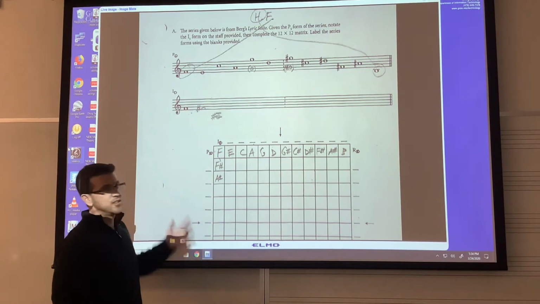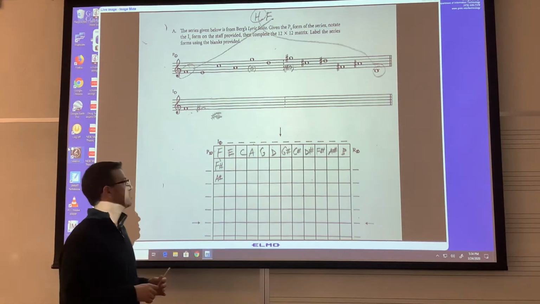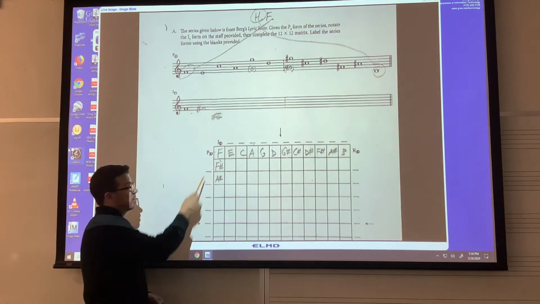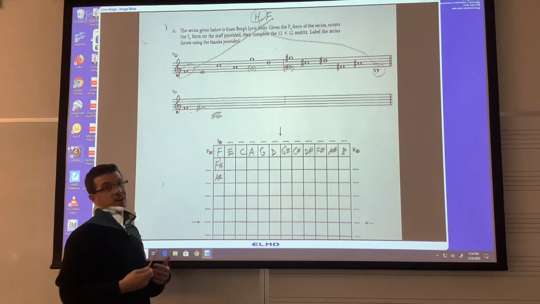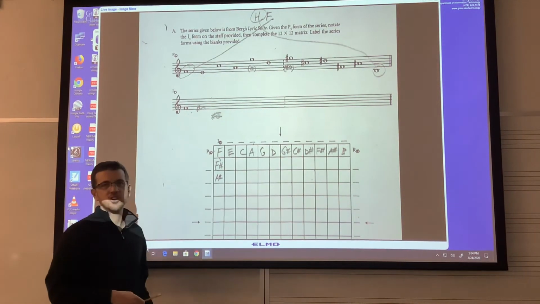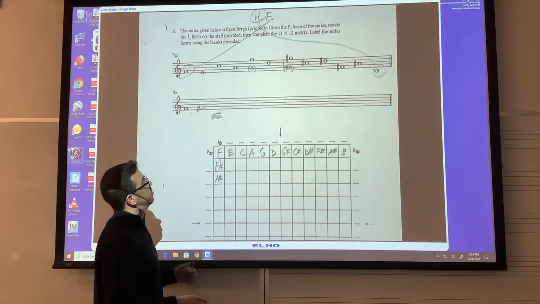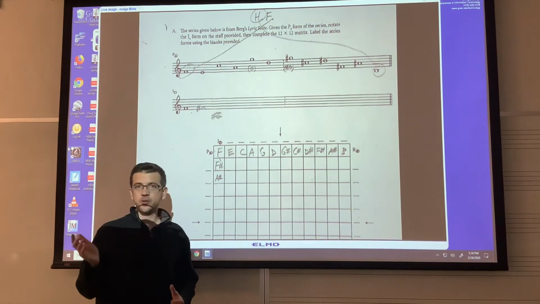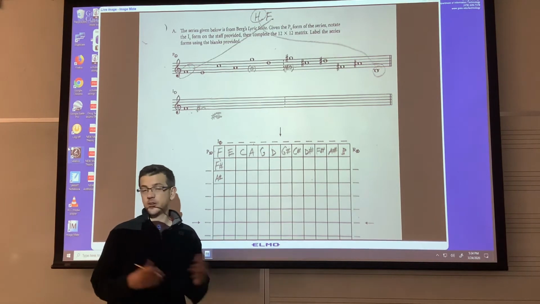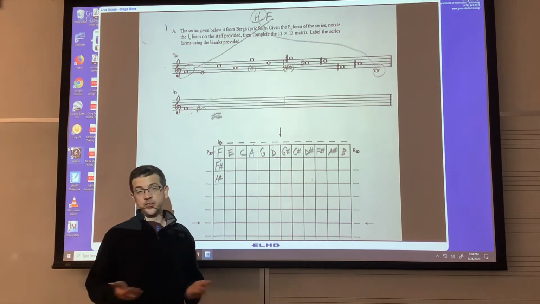Then, of course, we need to figure out where all the other ones will start. It turns out P1 starts here on F sharp. P2 will start on G. So wherever you find a G here is where you'll start P2. Once you do that, you'll be able to figure out that the whole matrix will get filled in.